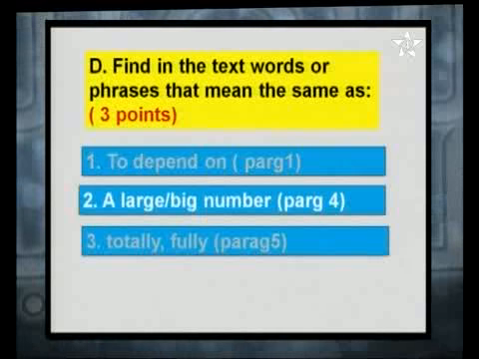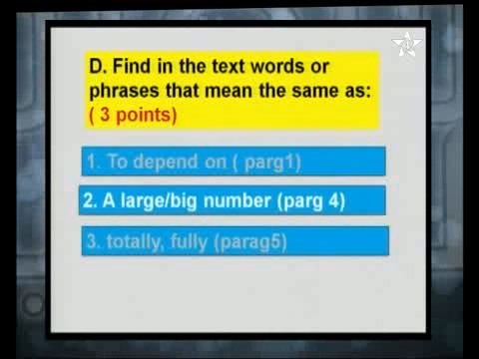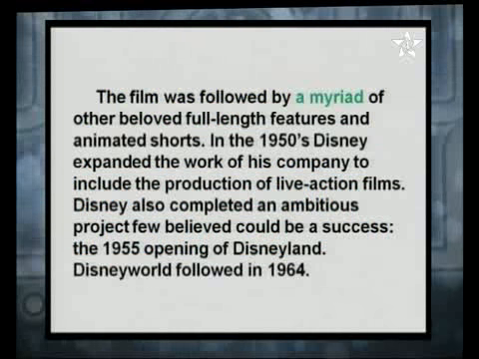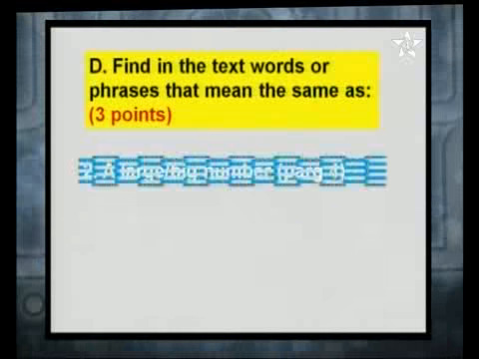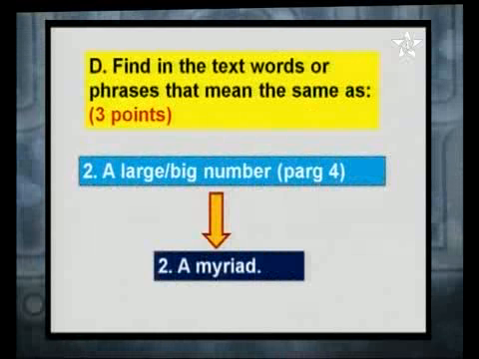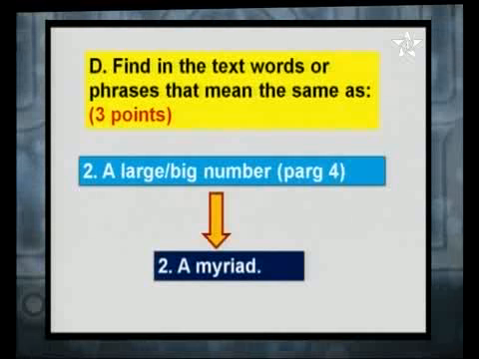Now a large number or a big number. It's in paragraph 4. Now find in the text words which mean same thing as a large or a big number. Now let's go directly to paragraph 4. It's there in the first line. It's in green. A myriad, right? So a large number of a big number. So a myriad means the same thing as a big or a large number of something.